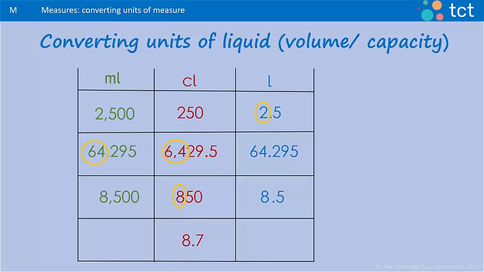Finally, we have 8.7 centilitres. To find the millilitres, we multiply that by 10, so that's 87. To find the litres, we divide 8.7 by 100, and that's 0.087.